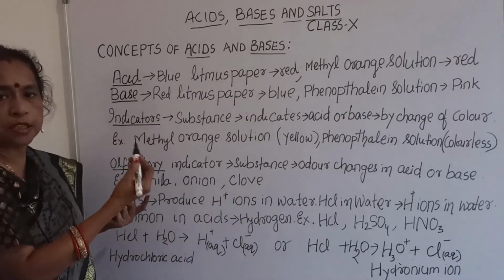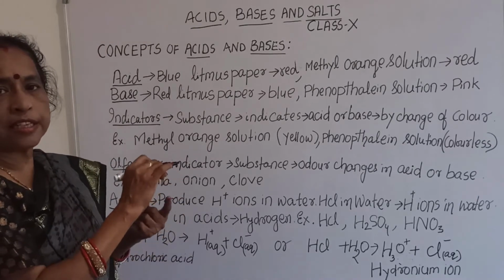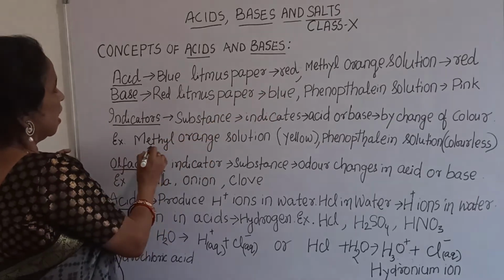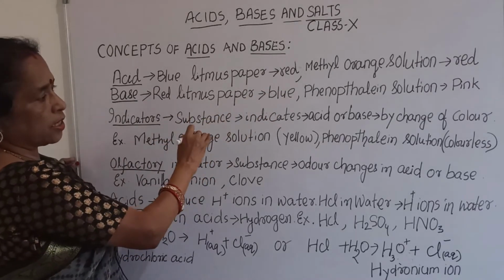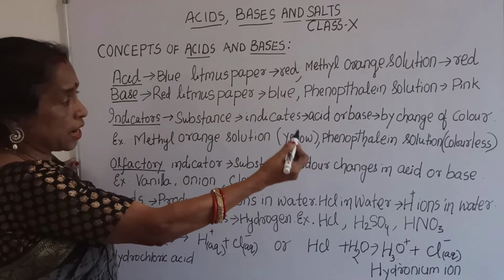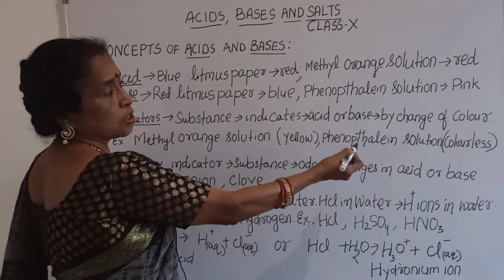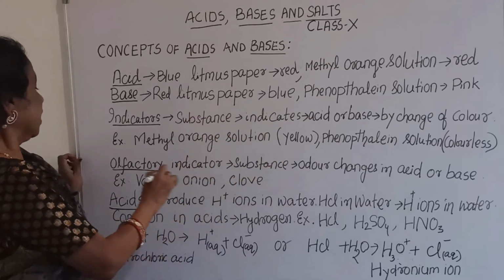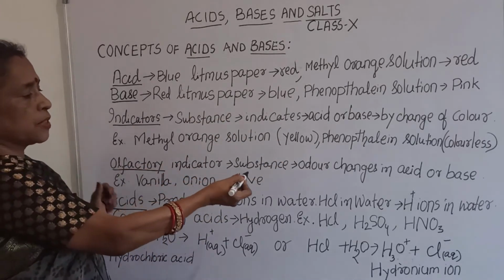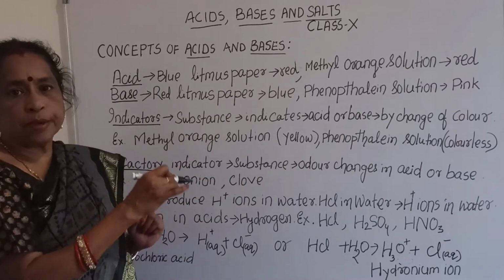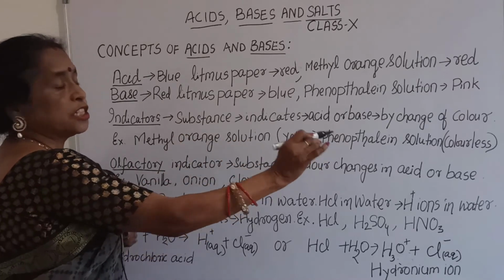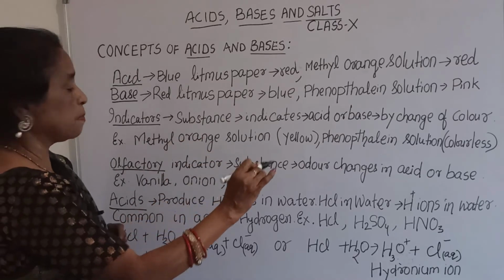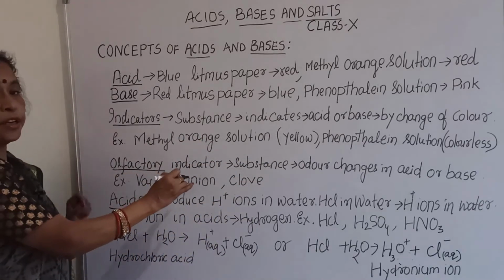Now, an indicator is a substance which indicates whether it is a base or an acid by a change of color. For example, methyl orange solution, when added, changes from yellow to red in acid. Similarly, phenolphthalein solution, which is colorless, changes to pink in base. Then olfactory indicators: I told you, when a substance is added to acid or base, the odor changes. The odor of that substance changes in acid and base. Examples are vanilla, onion, clove.